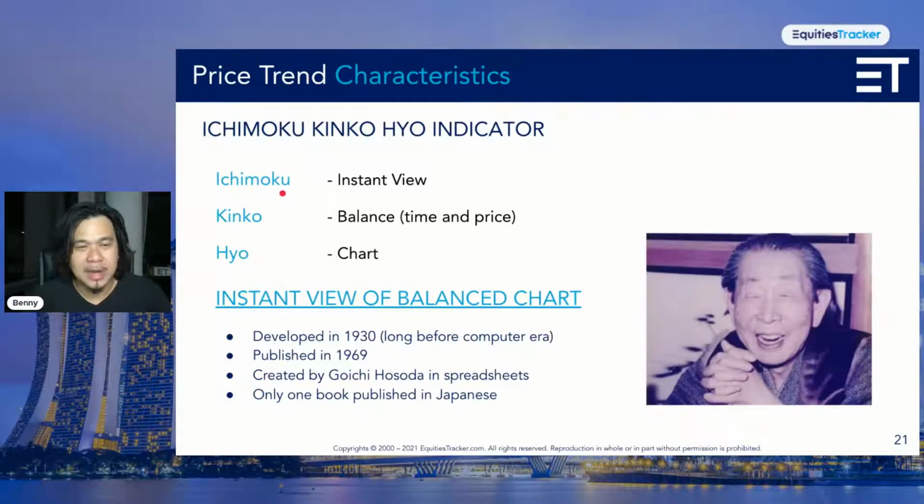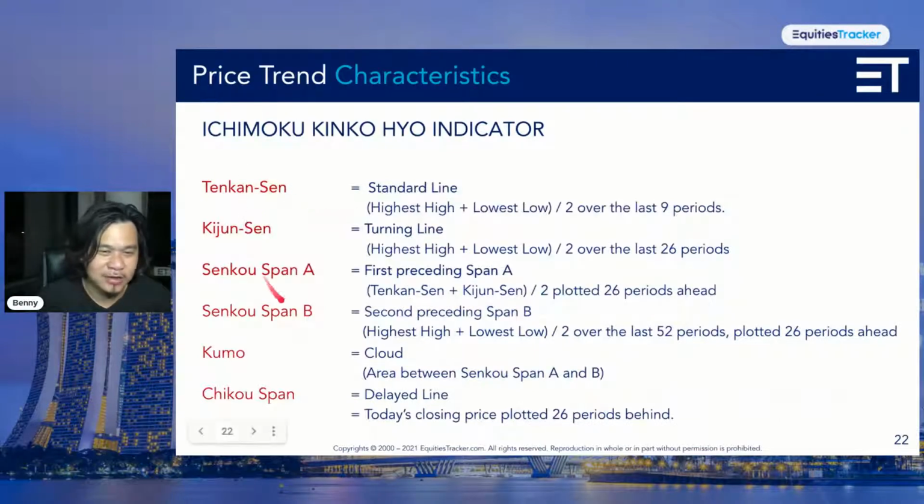So by wanting to have that view, he needs to calculate a few data points. It's quite a number of data points actually, right? Like here, for example, the foundation of this indicator is based on this. I do not even want to attempt to pronounce this Japanese name because I do not know if I'll get it right or not. But we normally just call it a standard line and a turning line.